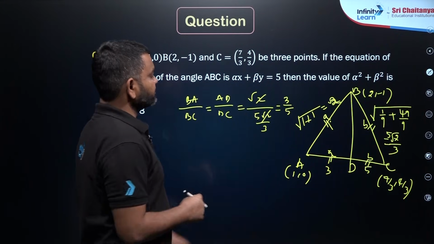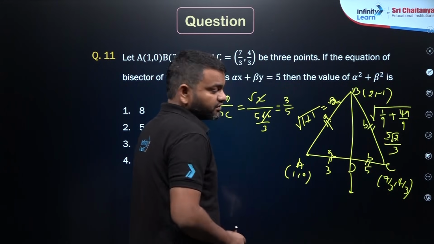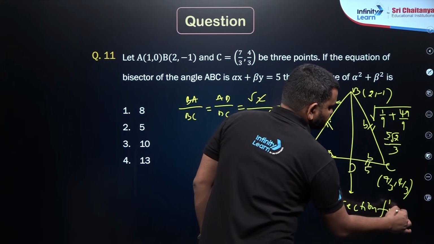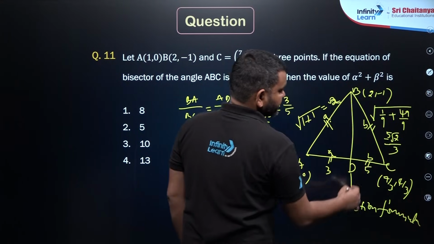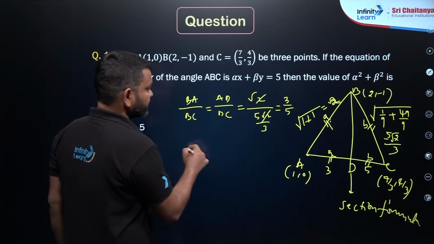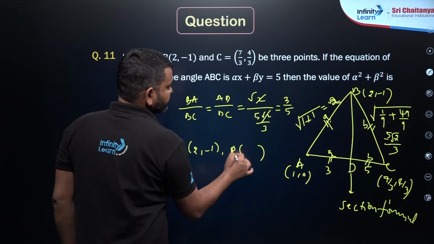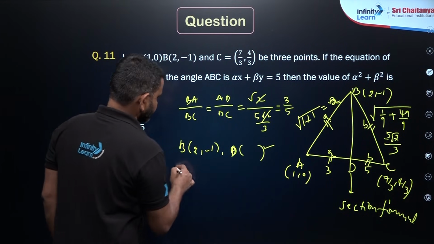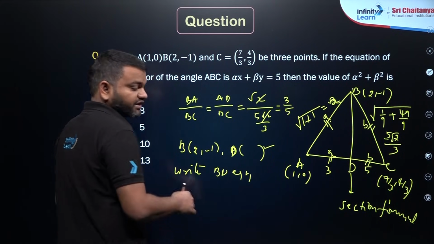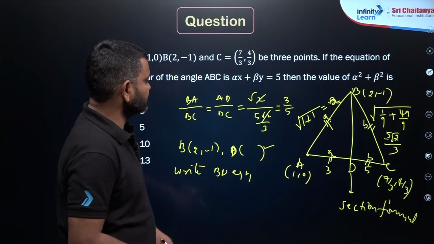You know the points here, you just try to put it in that. Now D value you will be able to find out. You just use the section formula. Just try to find out the point D there. When you know the point D, just after knowing the point D, B point you know 2, minus 1. T point you will get. When you know these 2 points, write BD equation. So when you write BD equation, just compare it to this one, substitute the values in that. That's all.